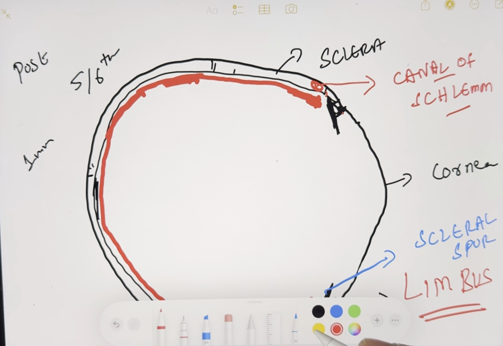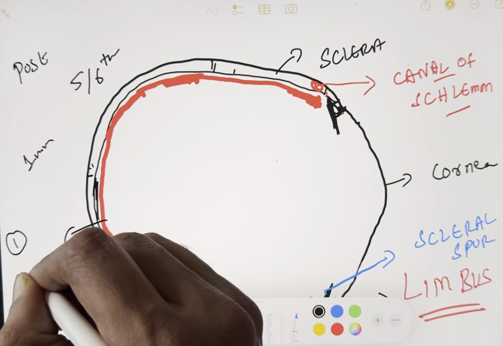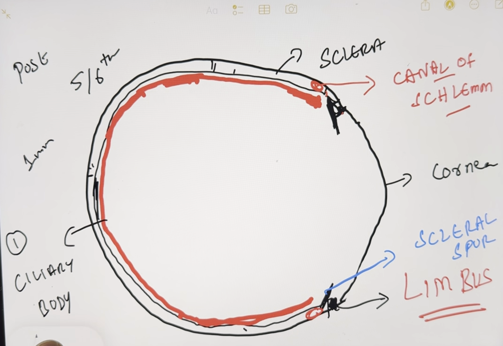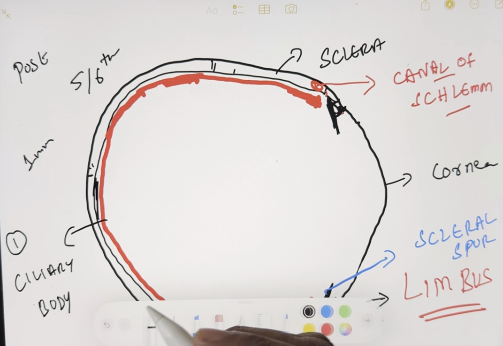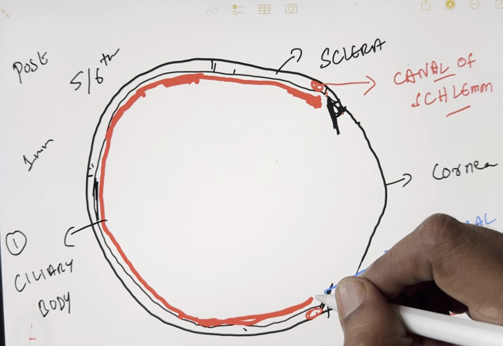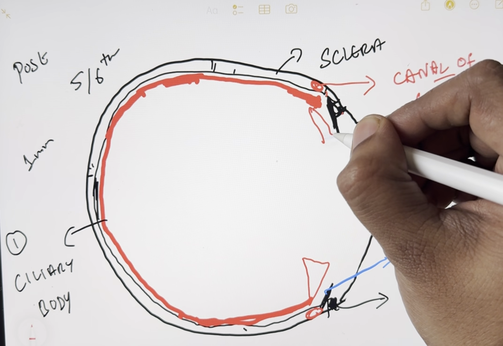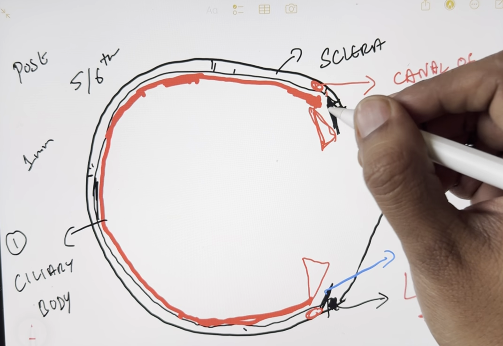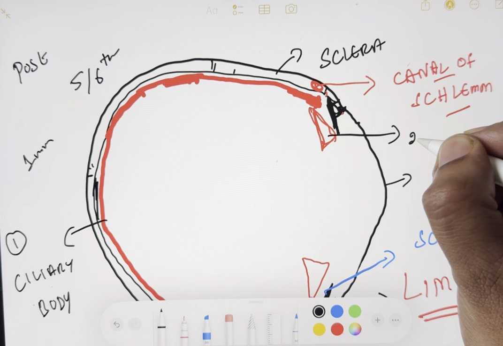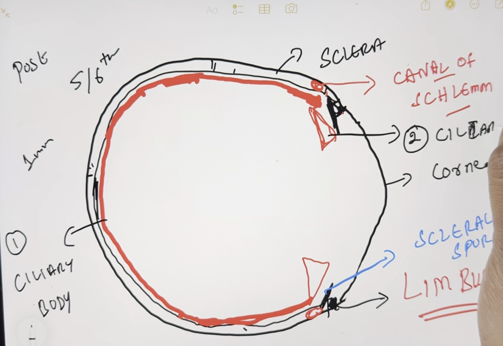What is this? This is the ciliary body, the first part of the middle layer. Anterior to the choroid, there is a triangular structure with the base forwards. So like this, a triangular structure, which I am drawing now. This is known as the ciliary body.